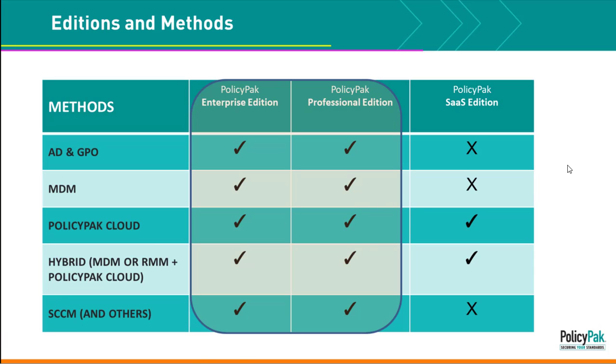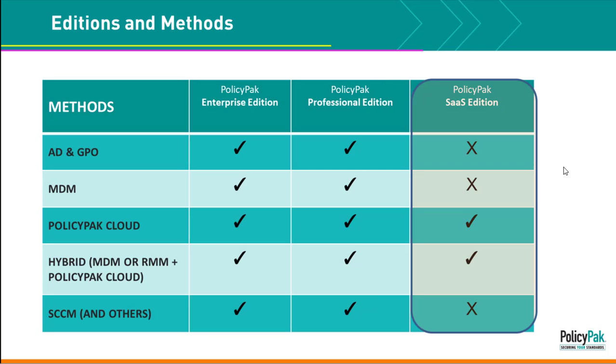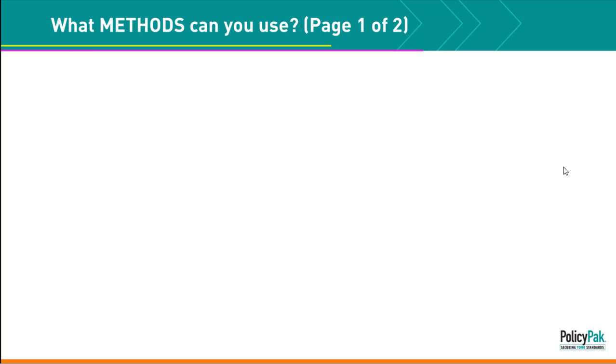Okay? And for SaaS, you get most of the things. So we have that on the pricing page. You can see exactly what things you get if you're an enterprise, professional, or SaaS edition customer. This talk is just about the methods. All right? So what are the methods?